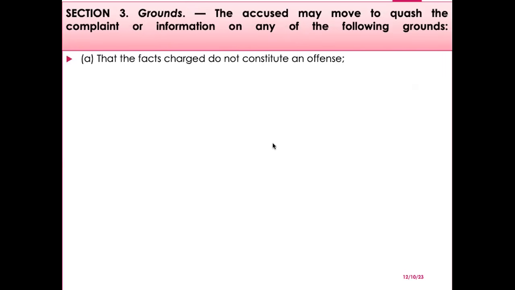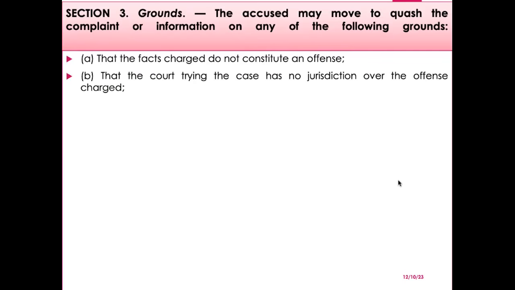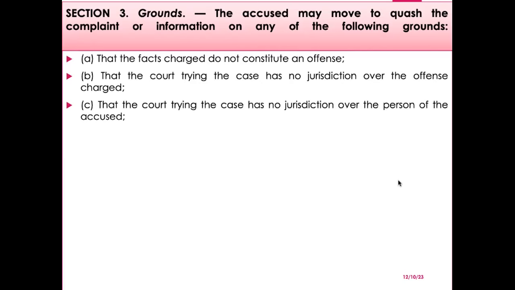First, that the facts charged do not constitute the offense. Ikaduha, that the court trying the case has no jurisdiction over the offense charged, that the court trying the case has no jurisdiction over the person of the accused. If you can remember, di ba? Katong mga elements for the exercise of valid jurisdiction: jurisdiction over the offense charged, jurisdiction over the person of the accused, jurisdiction over the subject matter, jurisdiction over the territory. So basically, those are the grounds for the quashal of information and complaint, di ba?